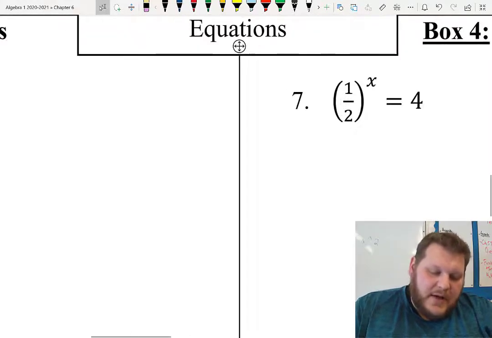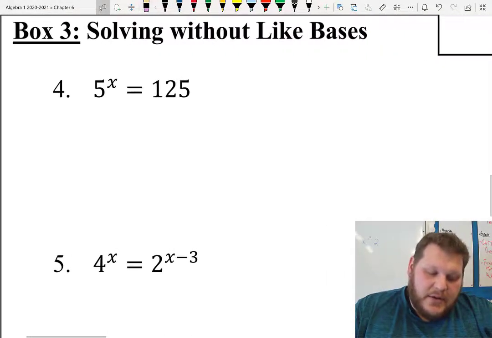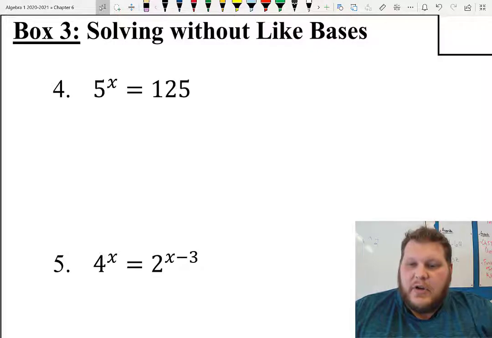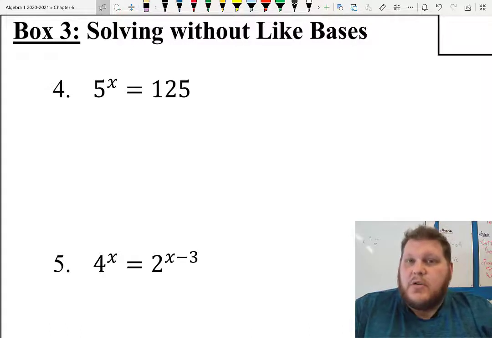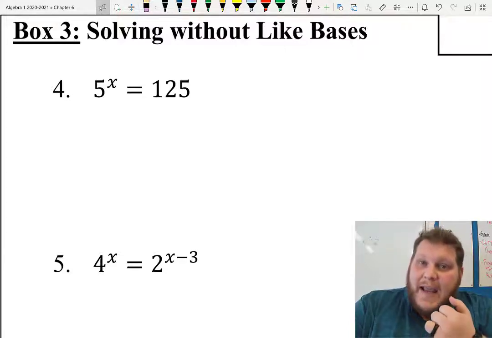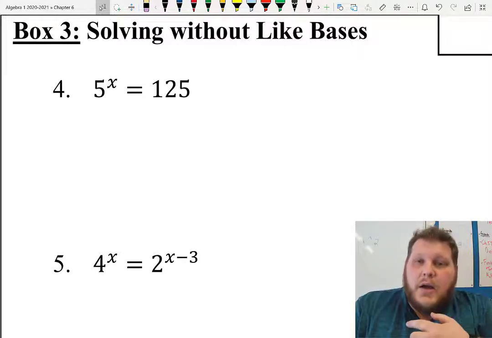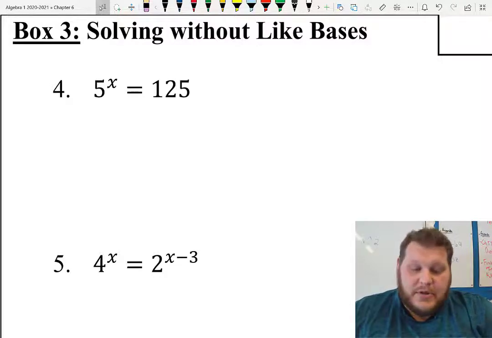Okay, moving on to box 3. Now this is where we have to do a little bit of critical thinking because we're trying to solve problems that do not have the same base. Because we need to make sure that our bases are the same before we can use that property of equality. That was the requirement. My base couldn't be a negative number, and it can't be positive 1. But I have to have my base the same in order to get those exponents equal to each other.